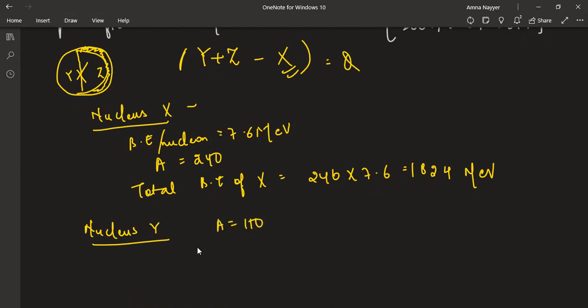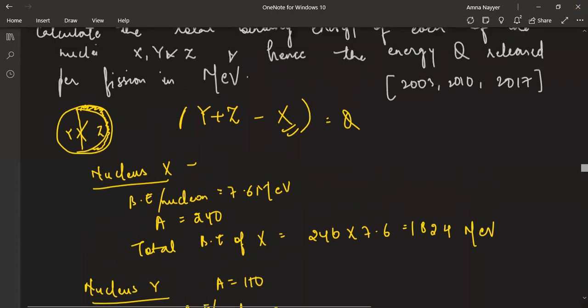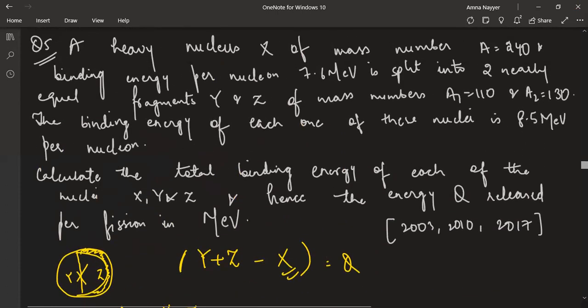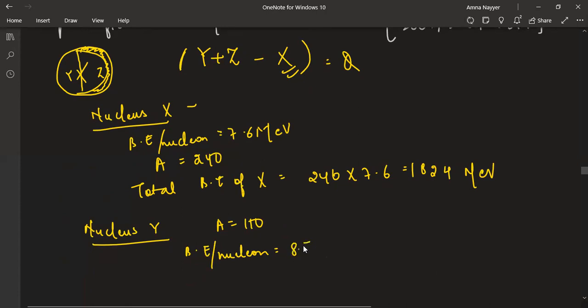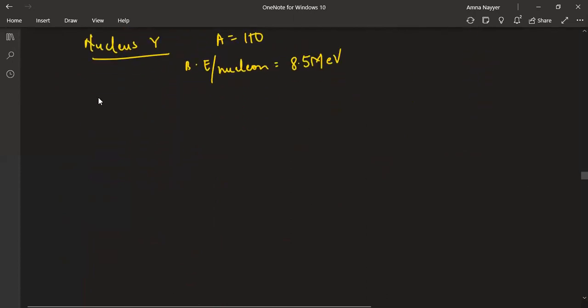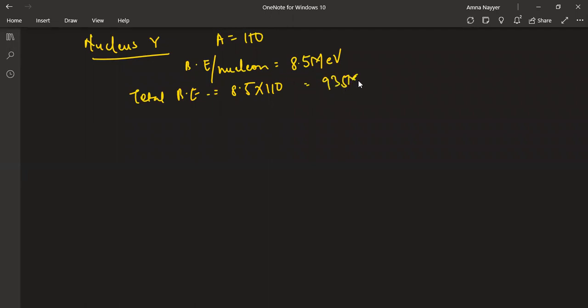A is 110. Binding energy per nucleon, how much was it given? 8.5 mega electron volt. So total binding energy for this will be 8.5 into 110. So this will become 935 mega electron volt. This is for nucleus Y.